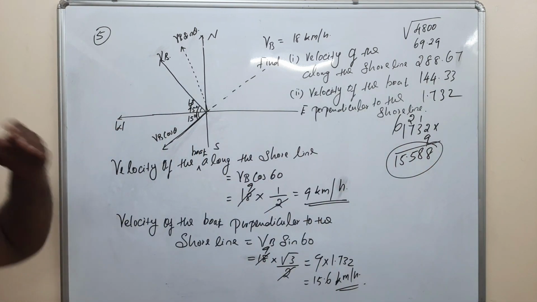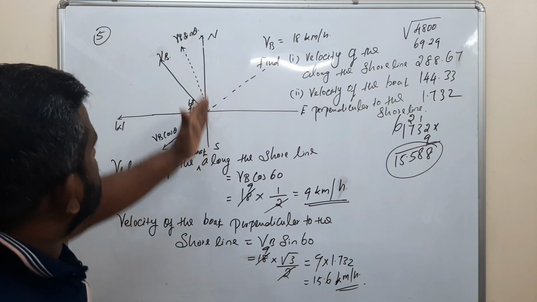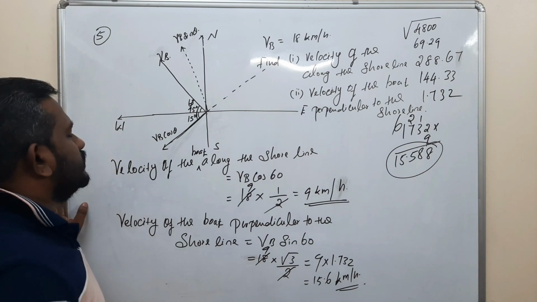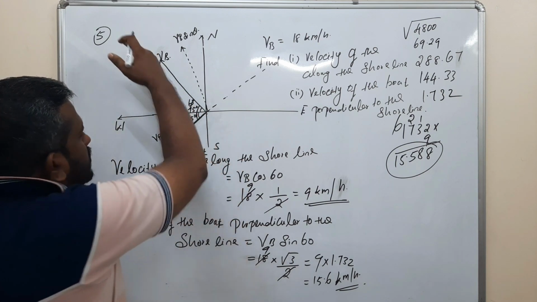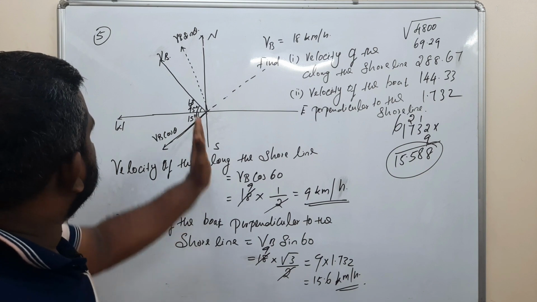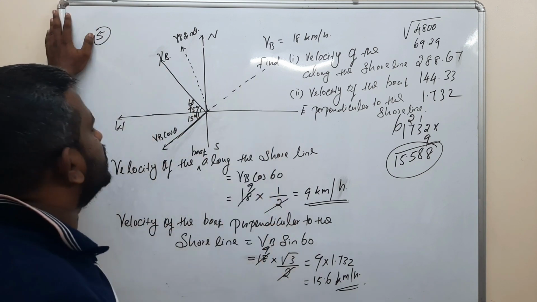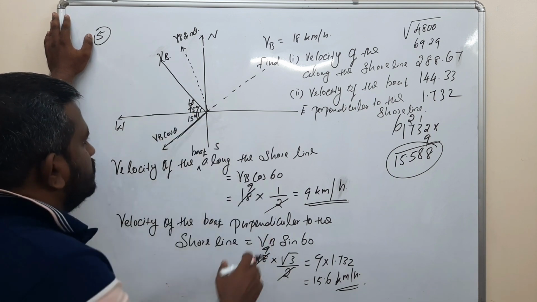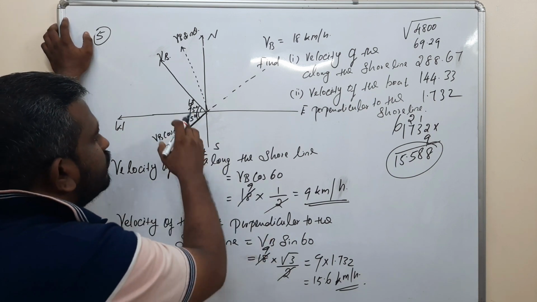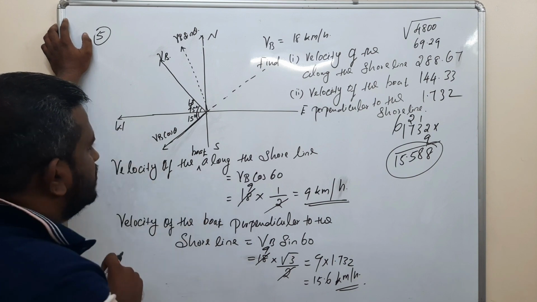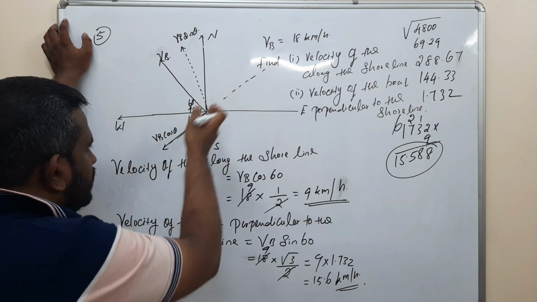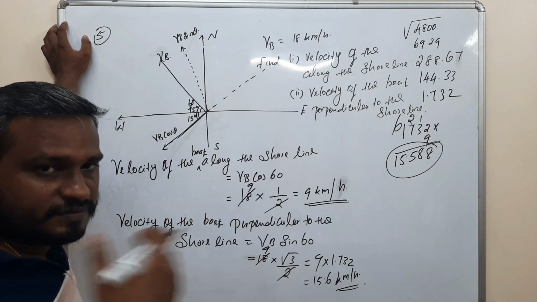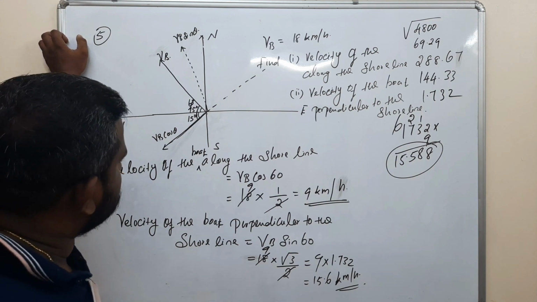So understand the situation. This is the north-south direction, and this is the east-west direction. In the question it is given, a man is rowing the boat with a velocity 18 kilometer per hour in the northwest direction, which makes an angle 45 degree with the west. So the shoreline makes an angle 15 degree south of west.